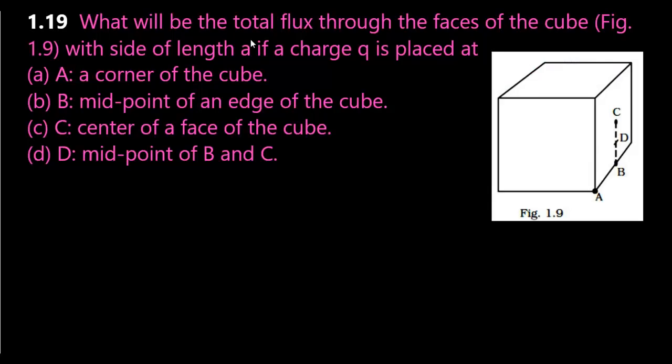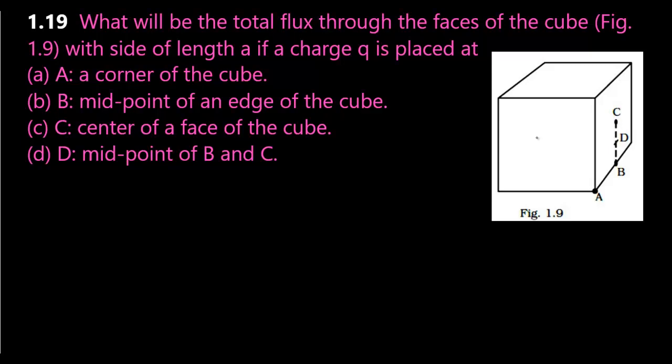What will be the total flux through the faces of the cube as shown in figure 1.9 with sides of length A if a charge Q is placed at A, B, C and D? So these are the 4 points A, B, C and D. If we place this charge small q at any of these points, then we have to find out the flux that is associated with this cube in all these 4 given situations.